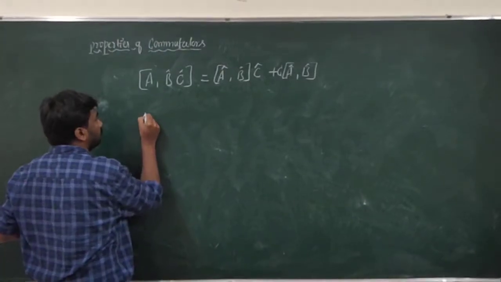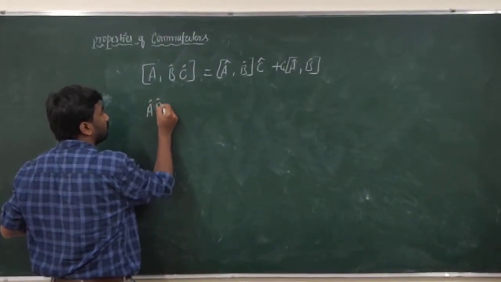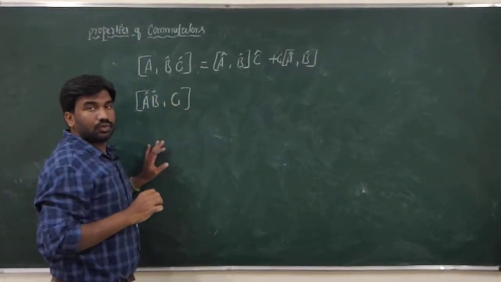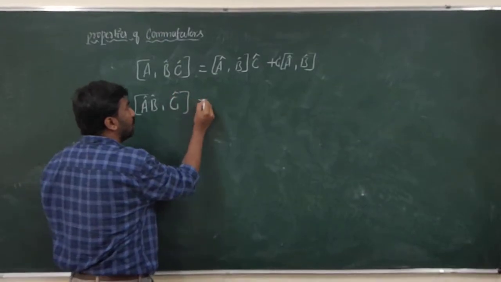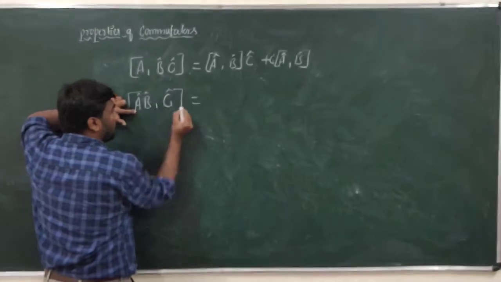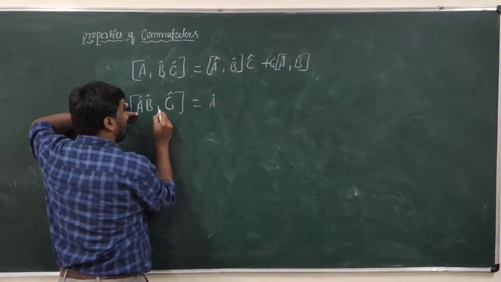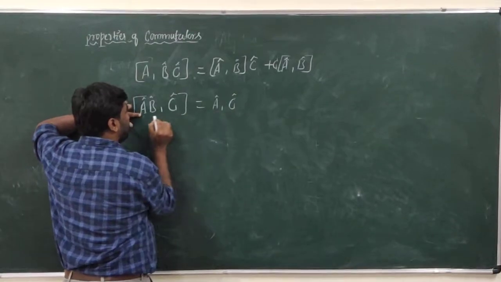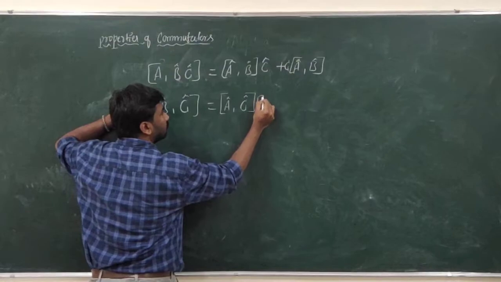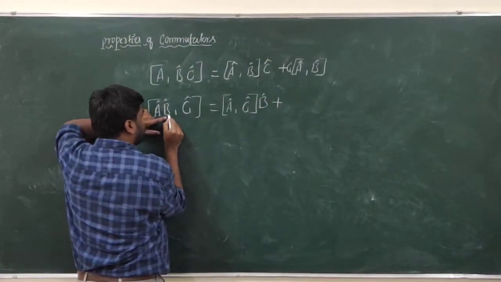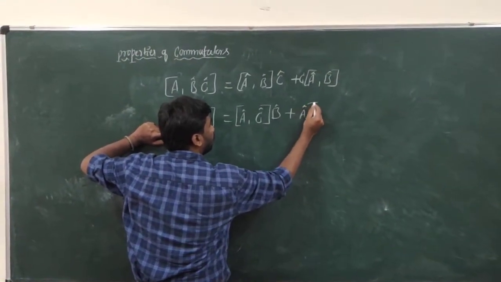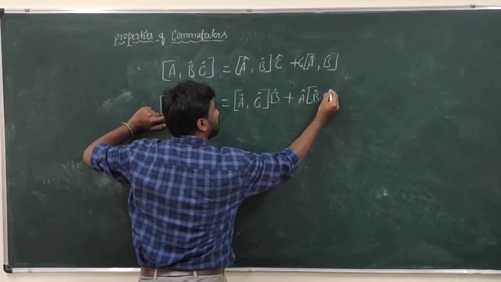Next, [AB, C]. So how to write [AB, C]? Here also order is very important. First I will start from the left side. So write [A, C]; for this A operator, B is on the right side, plus for this B operator, A is on the left side, so A[B, C].